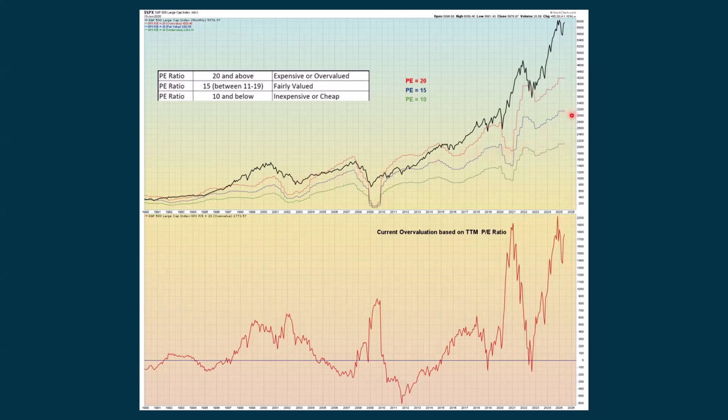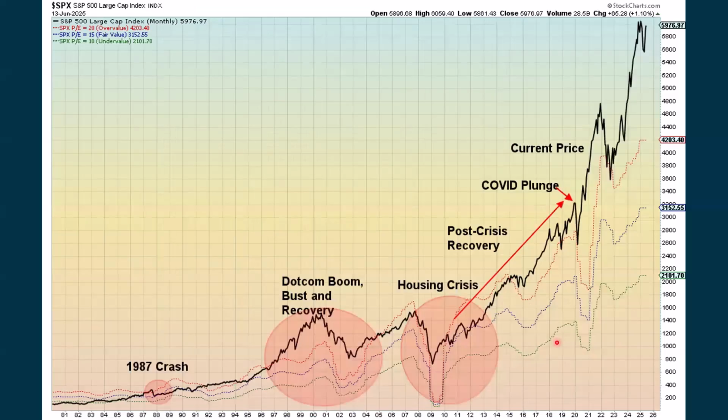Then we look at the blue dash line, which is considered to be fairly priced. That's at 15. And then when the market's at 20 or above, it's considered to be expensive at that point. And we've been above this dash line for quite some time. In fact, I have a study down below that compares the current PE with price and how far above zero we are. So on a historical basis, we're still considered to be expensive.